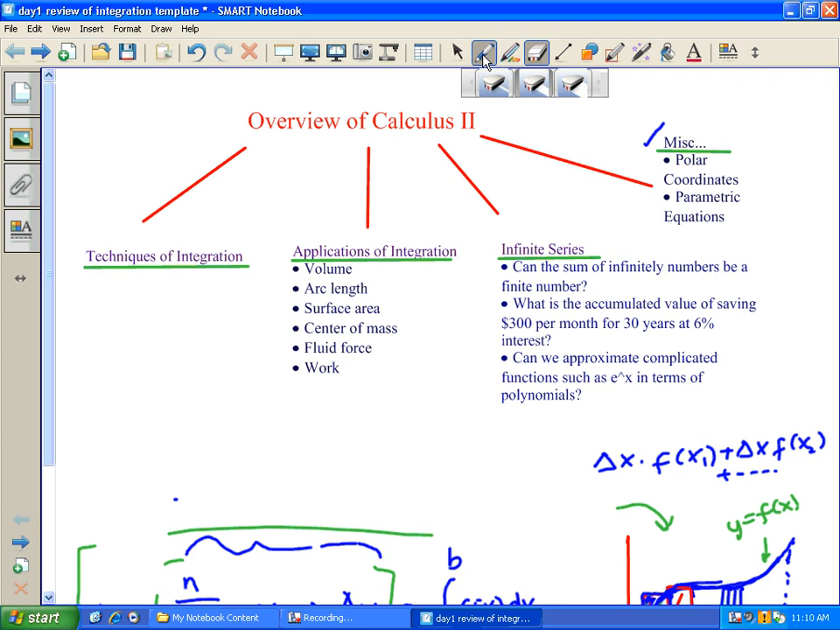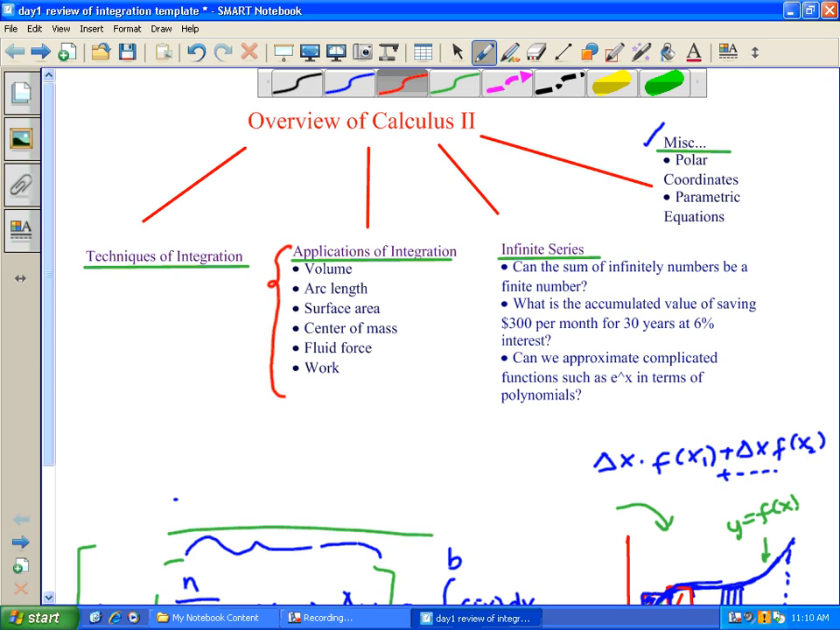Under applications of integration, we've already looked at some topics such as volume, arc length, surface area. Another topic we're going to cover is infinite series. Basically, the first topic is what your test 1 is going to be about. Applications will be your test number 2, and test number 3, or the third module, will be about infinite series.